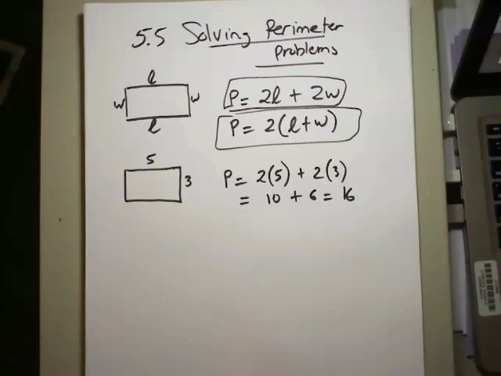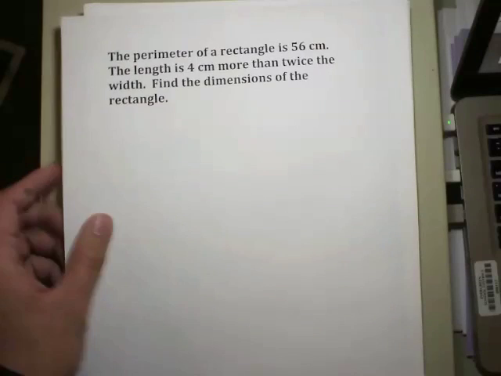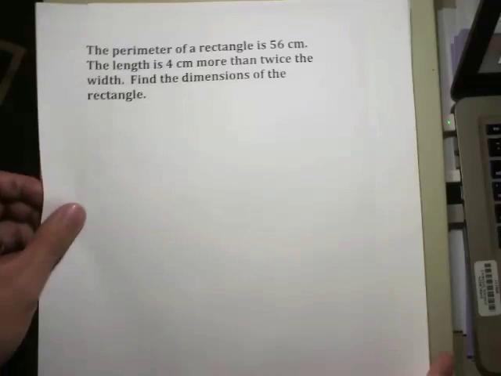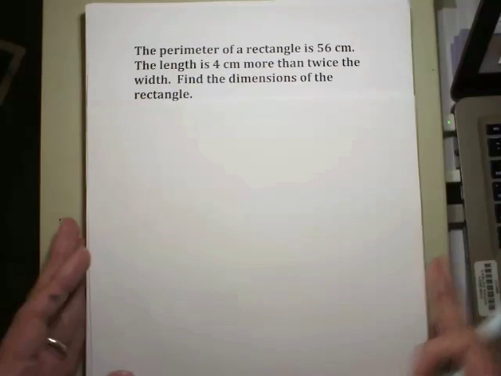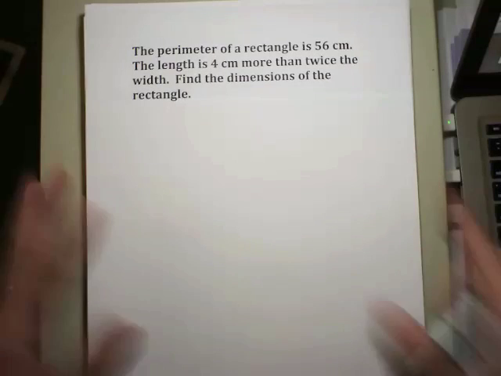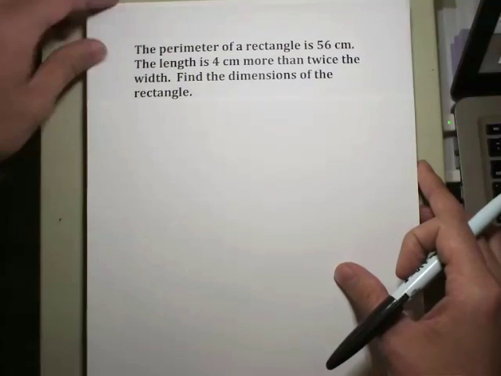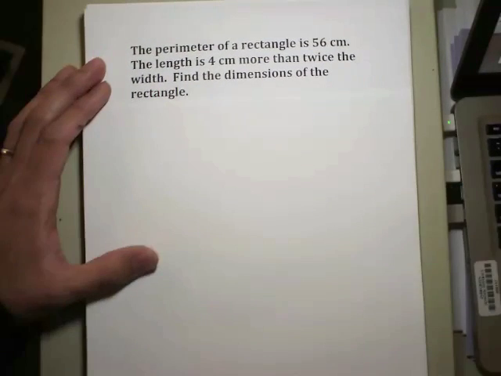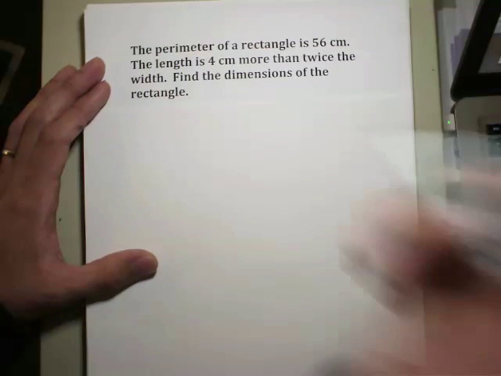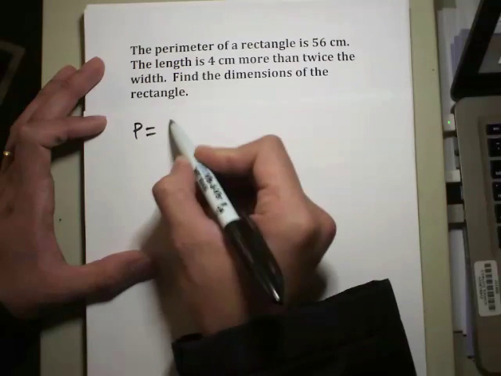With that in mind, I'd like you to go ahead and take a look at this problem right here. We're going to work on this problem together. And the problem says this. The perimeter of a rectangle is 56 centimeters and the length is 4 centimeters. So let's read this again. It says the perimeter of a rectangle is 56 centimeters. So right away from that first sentence, you notice that the perimeter is already given.